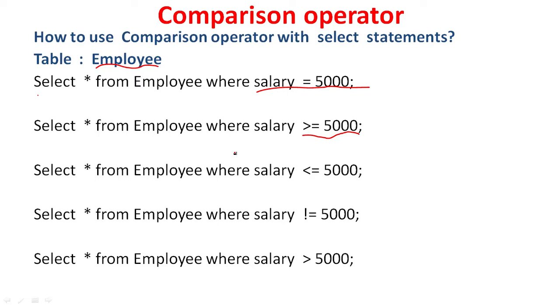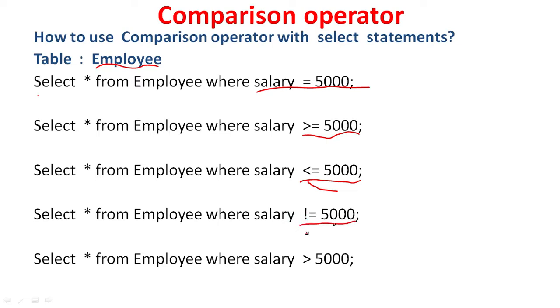Now I want to get the employee list whose salary is less than or equal to 5,000. Then I will write this command: select star from employee where salary less than equal to 5,000. Select star from employee where salary not equal to 5,000. This command will retrieve those employee records whose salary is not equal to 5,000.